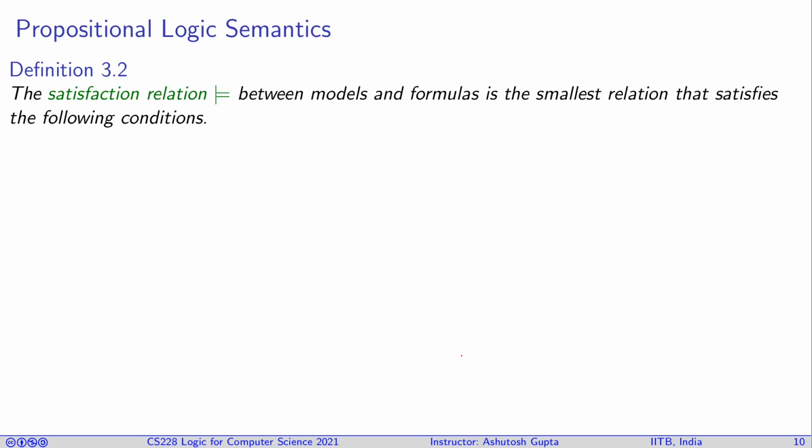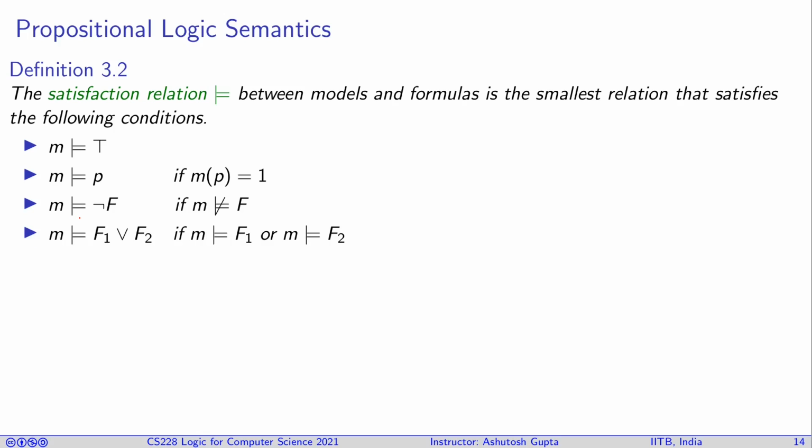So how do we really define this? How are we going to know whether a model satisfies a formula or not? So here's a definition. This is the smallest relation such that every model satisfies the true formula. That must be true, right? If on the variable P, M(P) is 1, then the model satisfies P. If the model does not satisfy a formula F, then I can say M satisfies not F. If I want to satisfy a formula F1 or F2, then I have to make sure that M satisfies either F1 or F2.